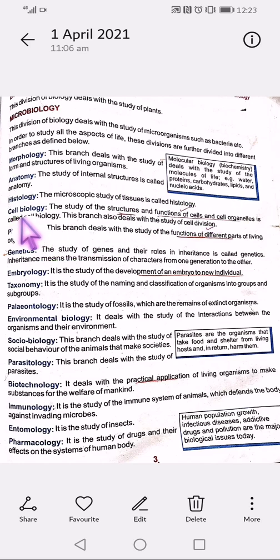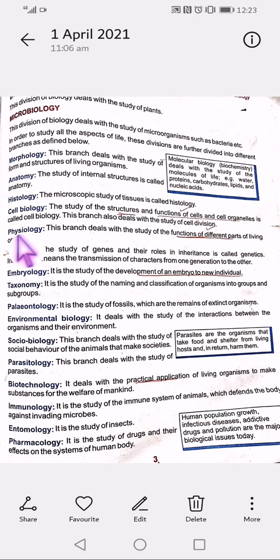Then comes another branch of biology, that is cell biology. As the name indicates, the study of the structures and the functions of the cells and cell organelles is called cell biology. This branch also deals with the study of the cell division, how cell is divided, how cell is organized in our body.